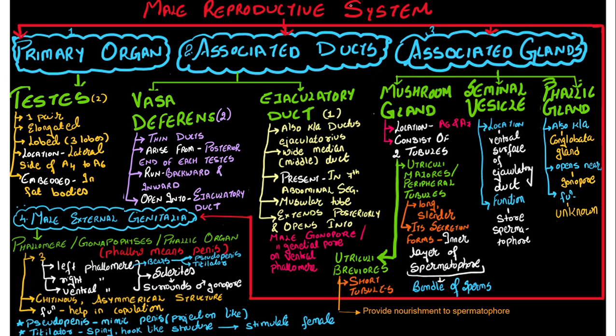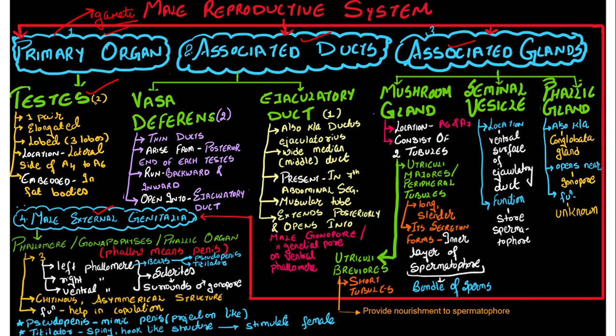In the male reproductive system, we are going to study the primary organ, associated ducts, associated glands, and the male external genitalia. Which organ is called the primary organ? Primary organs are the organs which produce the gamete. Whichever organ is going to produce the gamete, I will call it a primary organ. So here my primary organ is what?